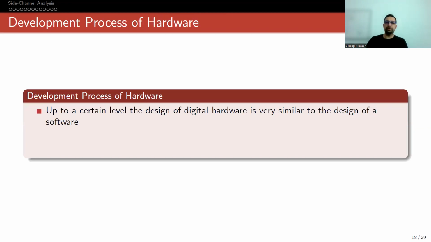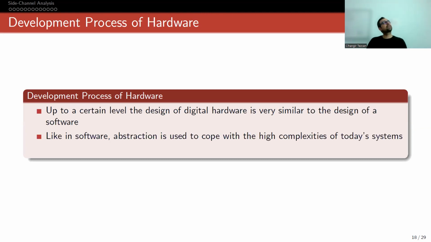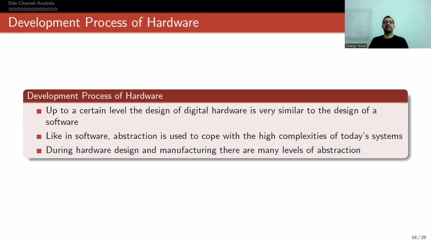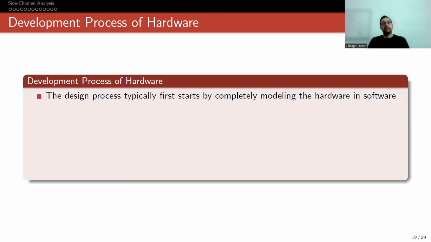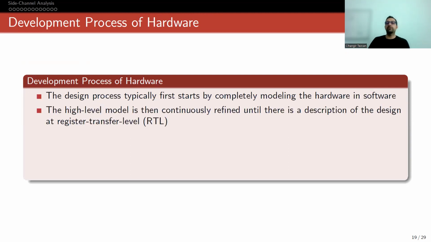Let's focus on the development process of hardware. Up to a certain level, the design of digital hardware is very similar to the design of software. Like in software, abstraction is used to cope with the high complexities of today's systems. During hardware design and manufacturing, there are many levels of abstraction. The design process typically first starts by completely modeling the hardware in software. The high-level model is then continuously refined until there is a description of the design at register transfer level, RTL.